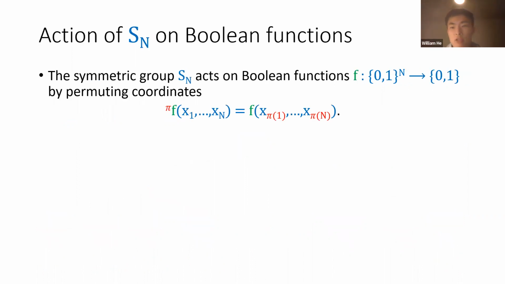To study the symmetries of Boolean functions and Boolean formulas, we'll look at the action of Sn on functions and formulas. So first, functions. The symmetric group Sn on n elements will act on Boolean functions f by simply permuting coordinates. So to get the function pi f, we'll first apply the permutation pi to the inputs to f, and then evaluate on those permuted inputs.